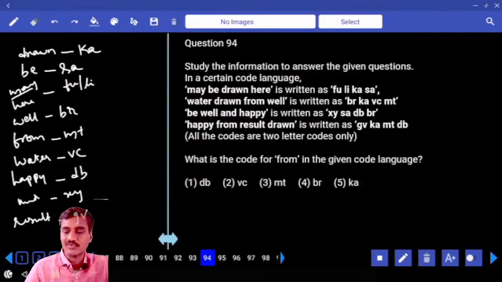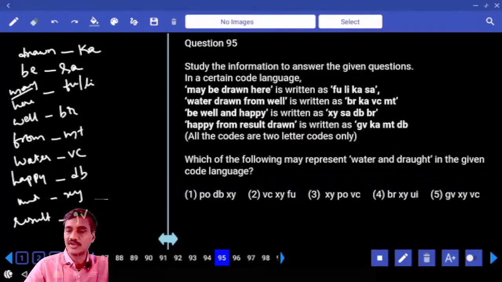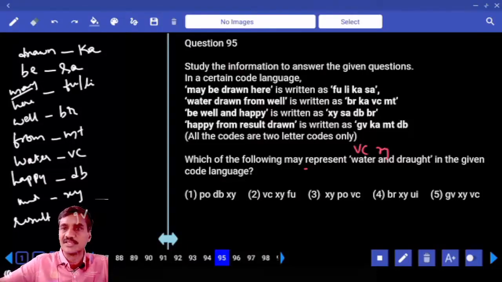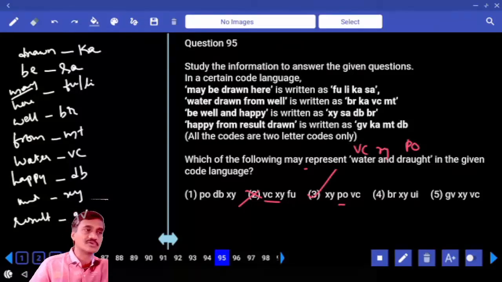And 94, what is the code for "from"? The code for "from" is MT, choice 3, question 94. And which of the following may represent "water and drought"? Water is VC, and "end" is XY, and "drought" is nowhere given here. The code for "drought" can be any code other than the given codes. VCXY, VCXY, FU. Is FU a chance? No, FU is the code for either "may" or "here", but not for "drought". And VCPO. Can PO be the code? Yes. PO is not given as the code for any one of these words. Hence it can be the code for the word "drought". Done with this? So choice 3, question 95.